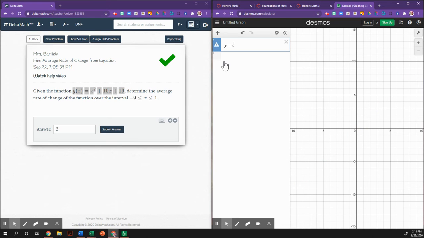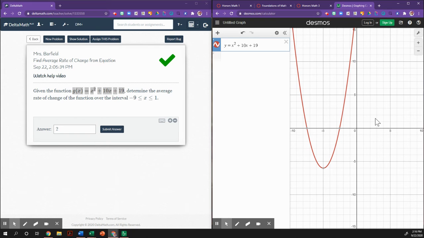x squared plus 10x plus 19. Oh gosh, I'm sorry. x, shift, plus 19. Okay, so I want to know what happens at the interval from -9 to 1.